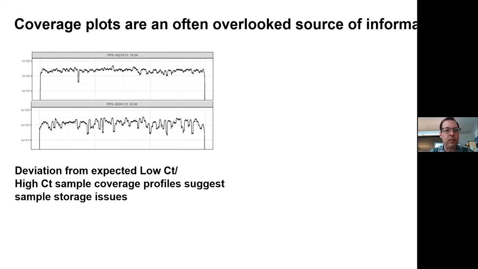And so you can actually see whether there are deviations from the expected coverage profiles for high and low CT samples, and potentially communicate upstream and ask whether there are any sample storage issues. So for example, a low CT sample with 18 that looks like a CT 28 sample seems to imply that there is some degradation somewhere in the sample handling chain.